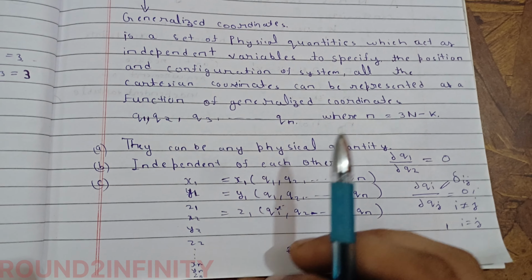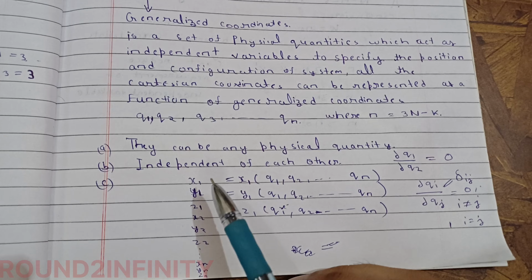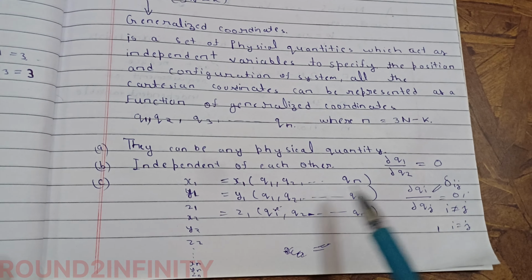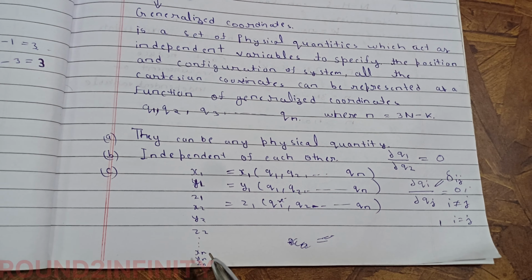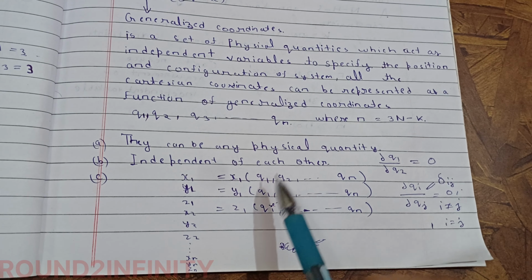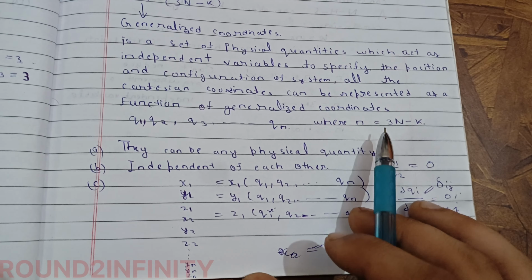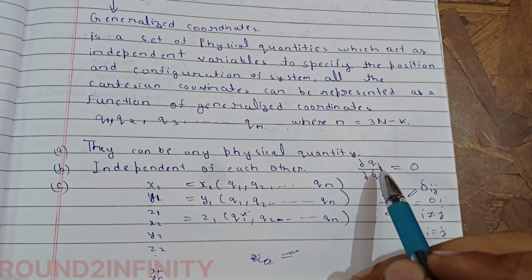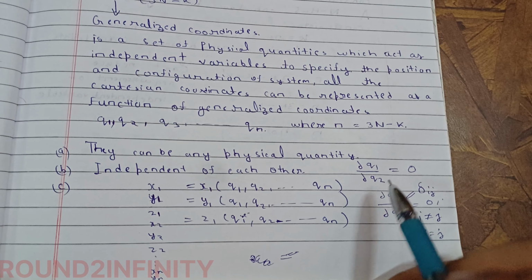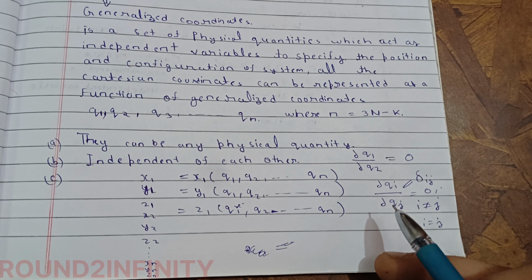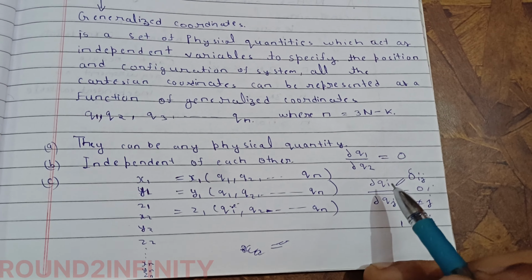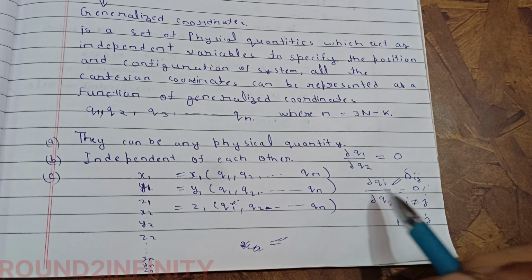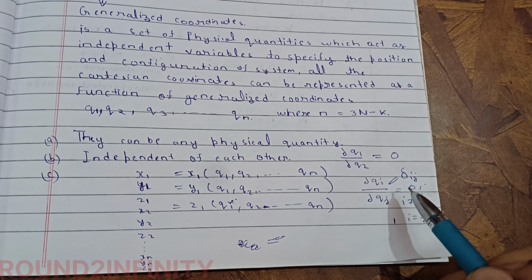These are properties. And see, we can describe any Cartesian coordinate, x1, in terms of q1, q2, and y1 in terms of q1, q2, and if there are n particles, then x and y up to n will be represented by these coordinates, and they are independent of each other. We can write them in this form also: the partial derivative of q1 with respect to q2 will be 0, because q1 is independent of q2, and it can be written in the form of the Kronecker delta, because qi is independent of qj. So if i is not equal to j, then this will be 0, and if they are equal, it will be 1. So this is the property of the Kronecker delta.